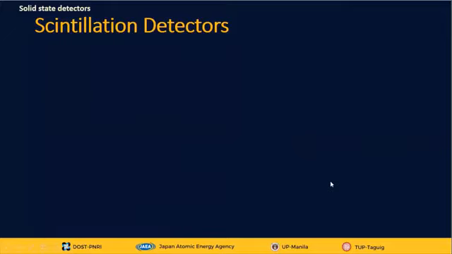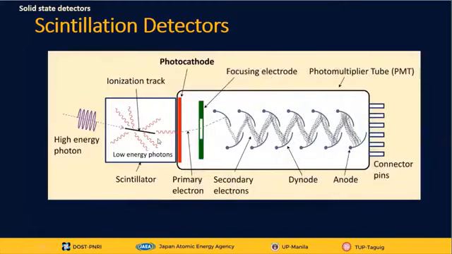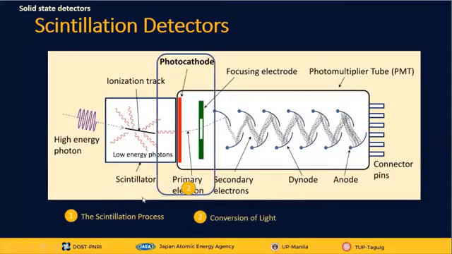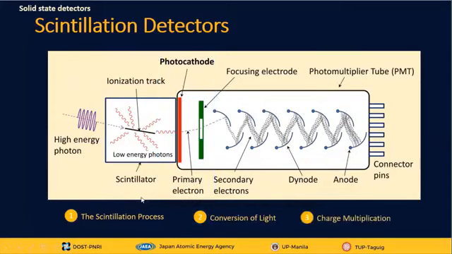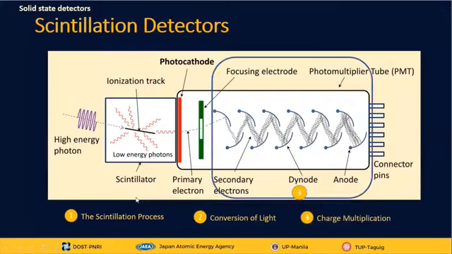Next, we have another type of semiconductor or solid-state detector. We call it the scintillation detector. This is a schematic diagram of our sodium iodide detector, wherein we have 3 regions. We have the scintillation region, where the scintillation process occurs. We have the conversion of light in the photocathode region, and the charge multiplication, which happens in this photomultiplier tube. So let's look at them one by one.